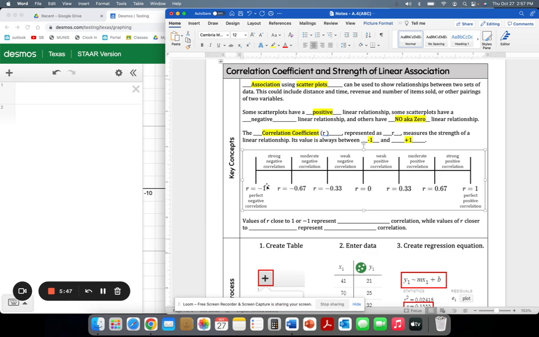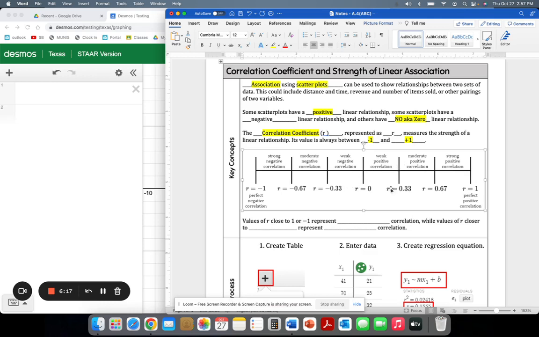And if it's between perfect -1 and -2/3, this is strong. So more towards the 1 is strong, more towards the 0 it is weak. This goes the same on the other side as well. If I am more towards the 1, it is strong. If I'm more towards the 0, it is weak.